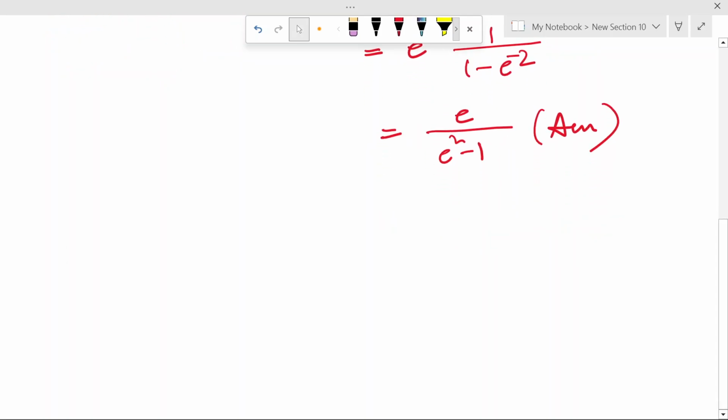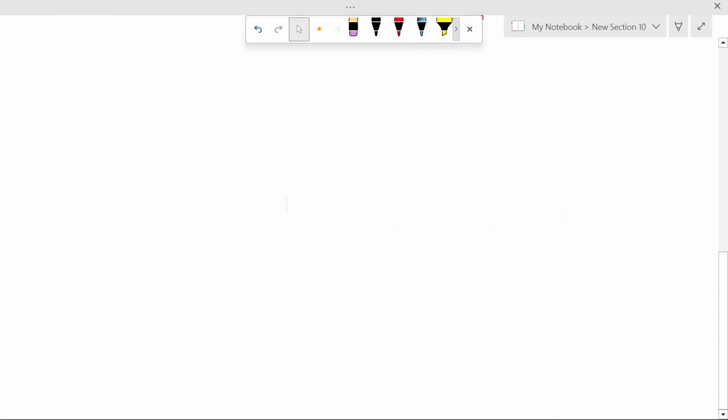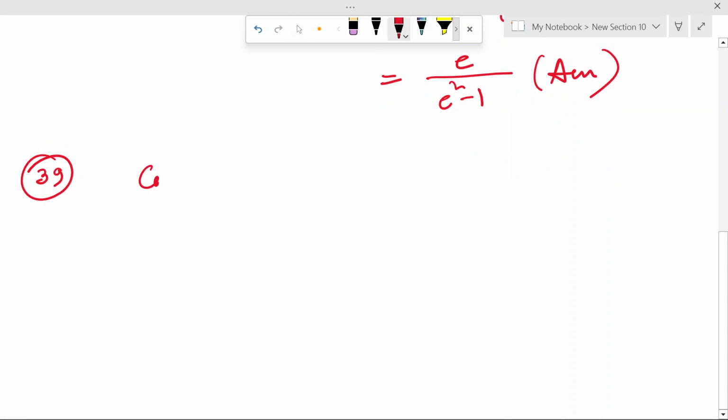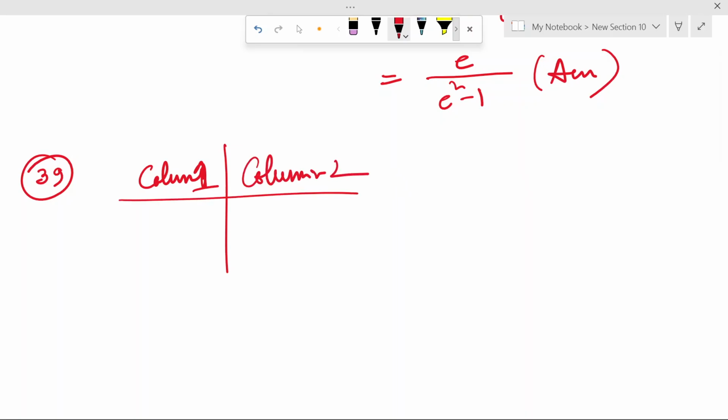So the next question is worth discussing. Let's see. You have been given column 1 and column 2, and you have been asked to cross verify which option is correct. Let's assume you don't know exactly what the correct answer is. But what you can do here is eliminate a few options that cannot be correct. So let's see what can be eliminated.